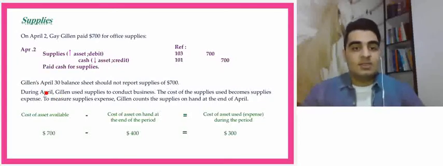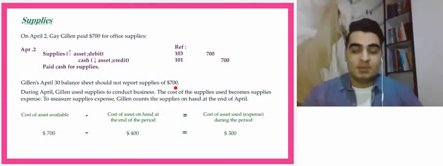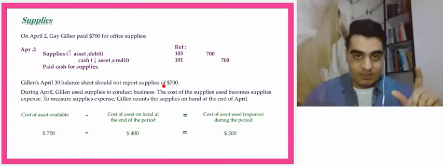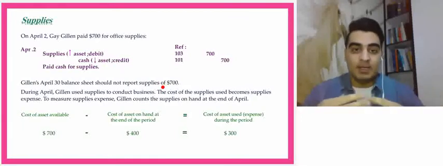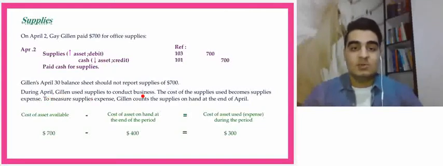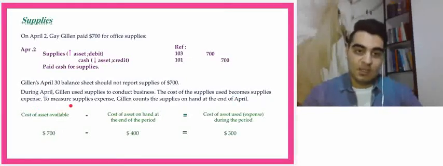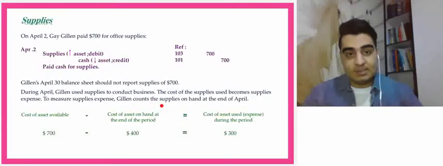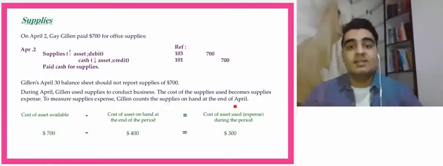But just like the other one, Gillen's April 30th balance sheet should not report supplies of $700, because during this period we used our supplies for our business. During April, Gillen used supplies to conduct business. So our assets became expenses because we used them. The cost of the supplies used becomes supplies expense. To measure supplies expense, it counts the supplies on hand at the end of April.